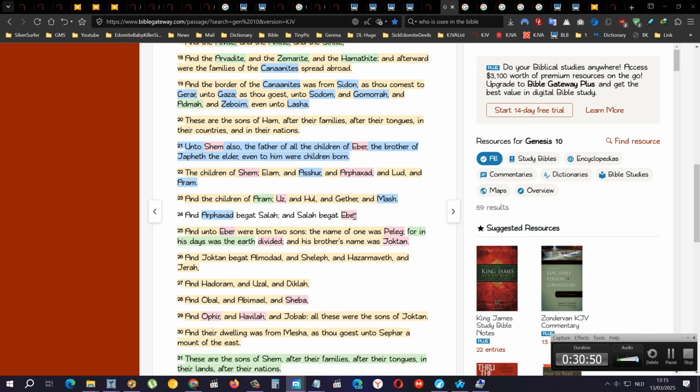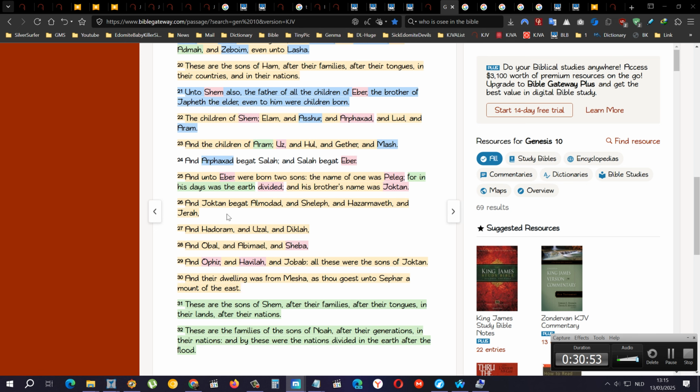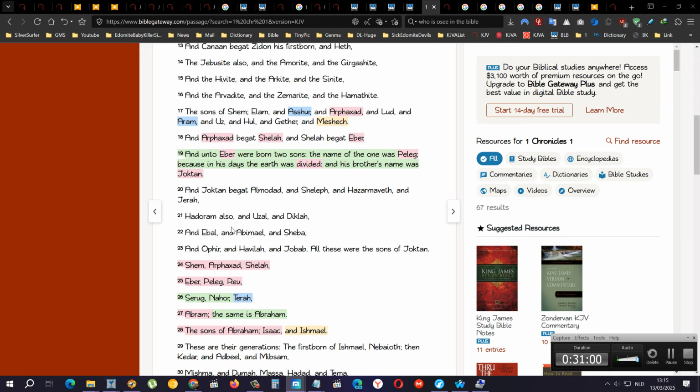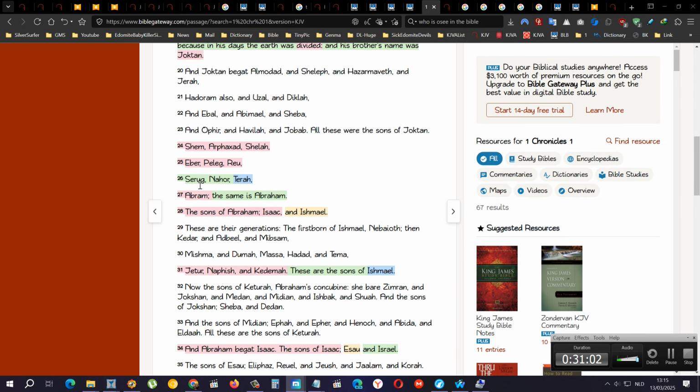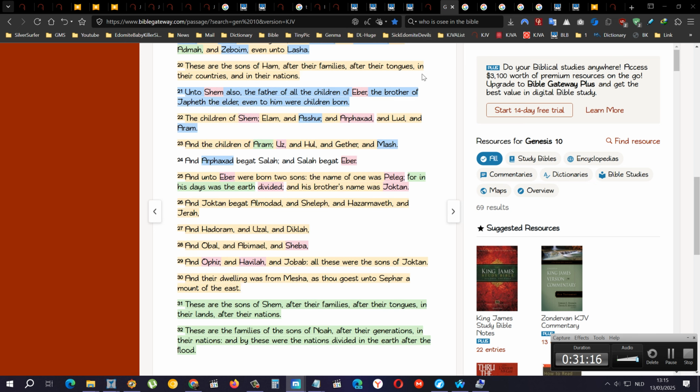So Arphaxad goes to Eber, and from Eber to Peleg, and from Peleg, well, it says it right here, to Reu, and then Serug and Nahor, which is Terah's father, and then Terah got Abraham, Nahor, and Haran. So he named his son the same name as his father. Right. So I hope I didn't confuse anyone.